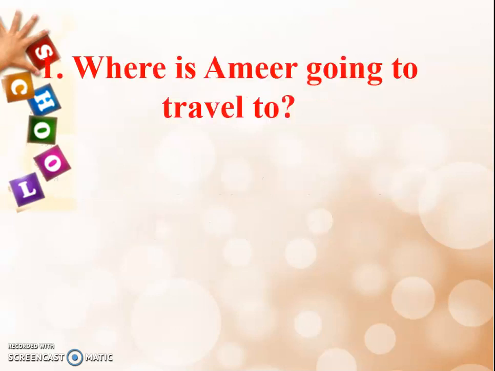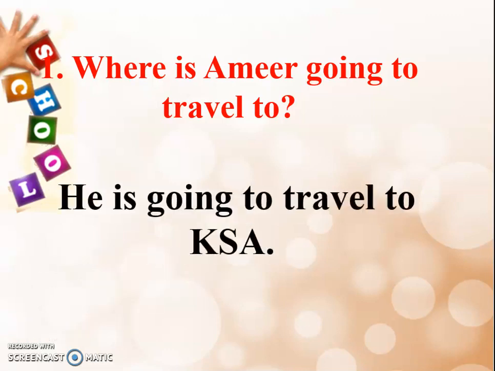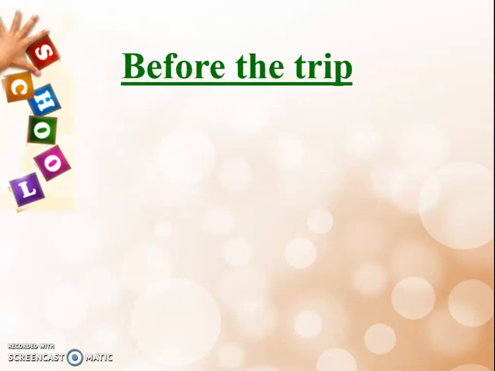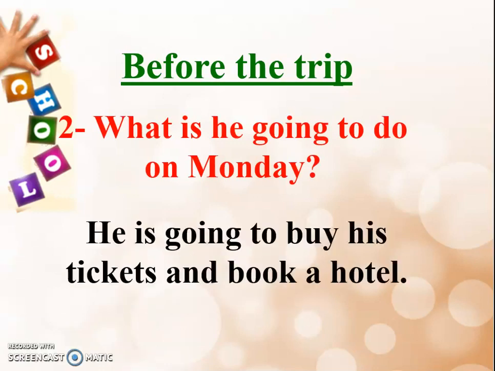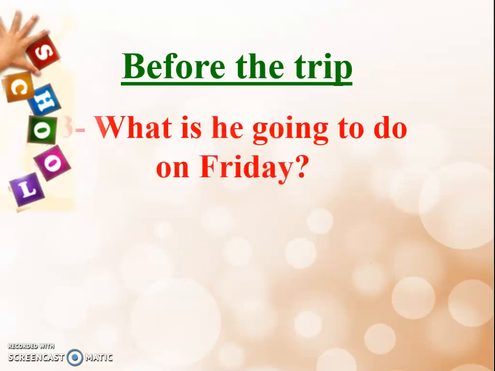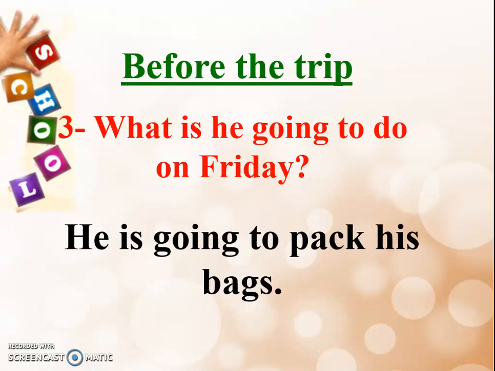The first question, where is Amir going to travel to? He is going to travel to KSA. Before the trip, what is he going to do on Monday? He is going to buy his tickets and book a hotel. So before the trip on Monday, Amir is going to buy a ticket and to book a hotel. What is he going to do on Friday? On Friday, he is going to pack his bags.